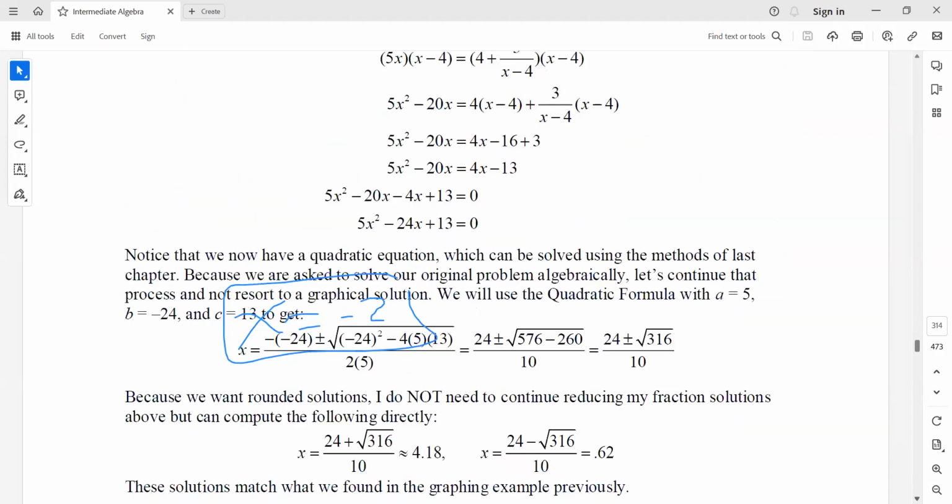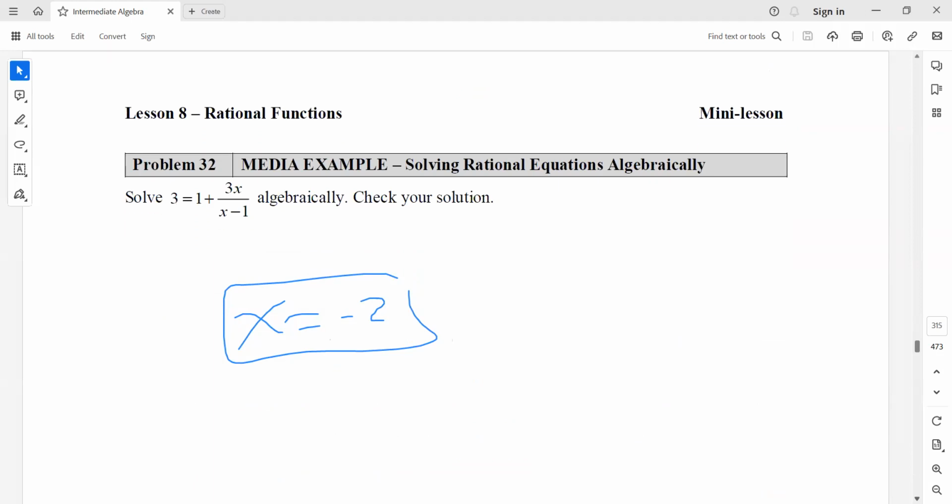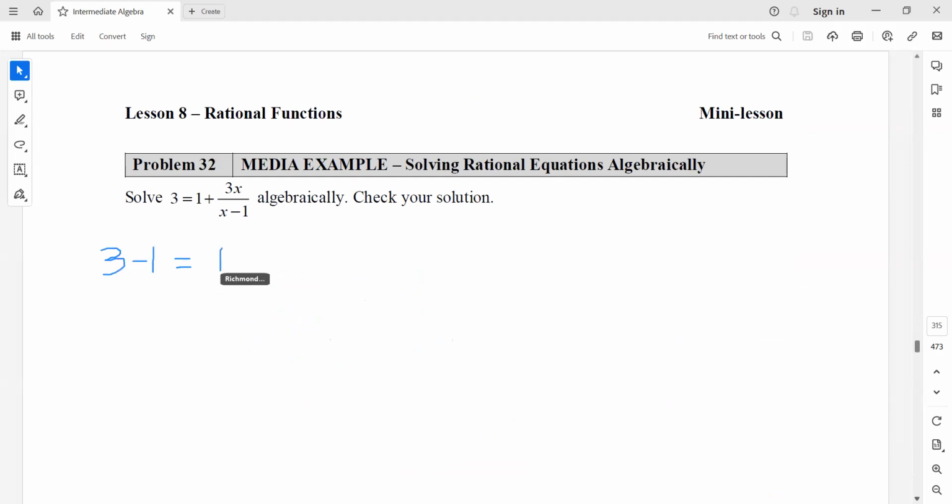Now, what about when you're solving this algebraically? This is the same problem. So here, how do I solve this algebraically? Now, I'm trying to solve for x, so I'm going to take the 1 away. I'm going to do a -1 here, and then I'm going to do a -1 here, 3x over x minus 1. Now, this goes to 0, so I have 2 equals 3x all over x minus 1.